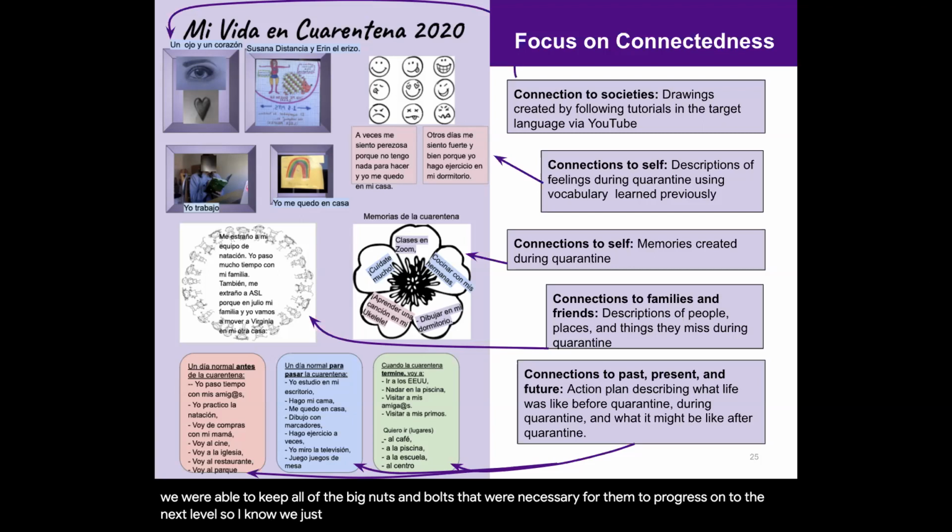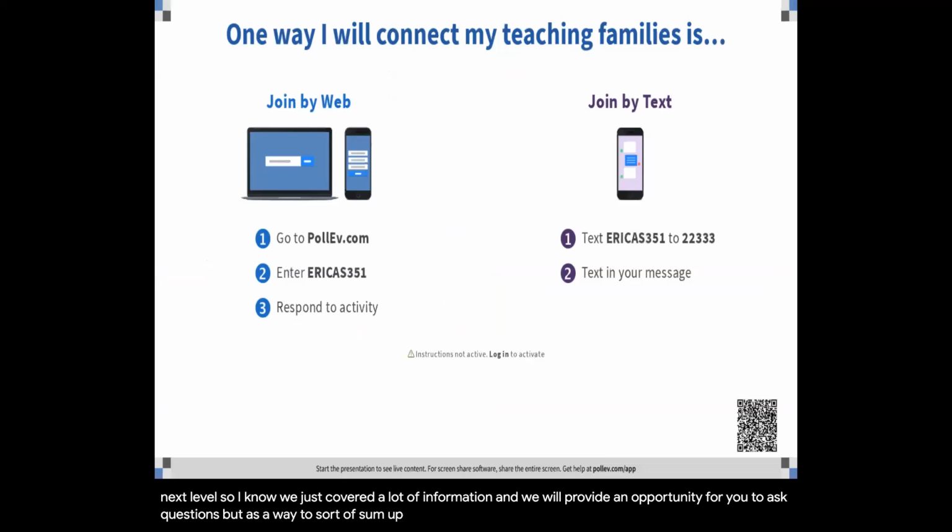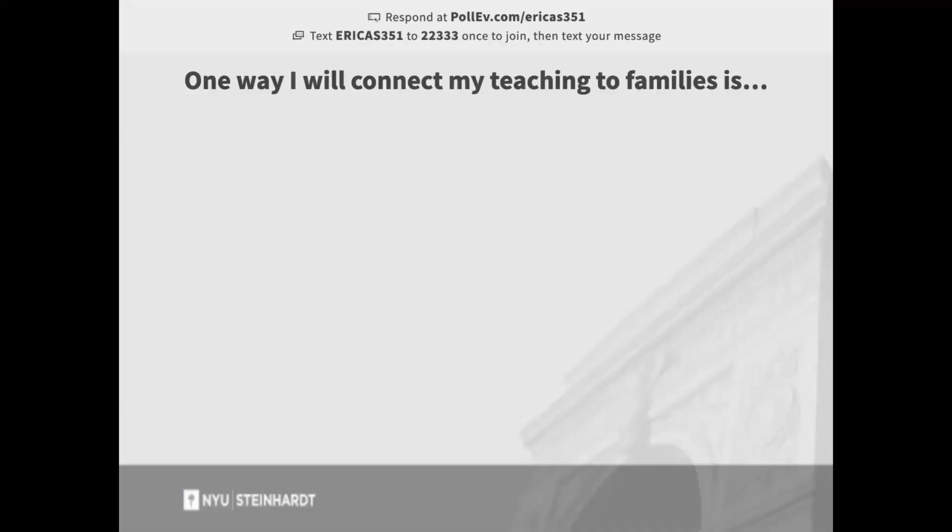I know we just covered a lot of information, and we will provide an opportunity for you to ask questions, but as a way to sum up, I want us to think about this: Heather presented us a lot of different strategies, and then I just gave you an example of a unit that you might integrate into your classroom, based on all of the activities you heard about. What is one way you will connect your teaching to families? And if you don't have access to the poll everywhere, feel free to include your comments in the chat as well.